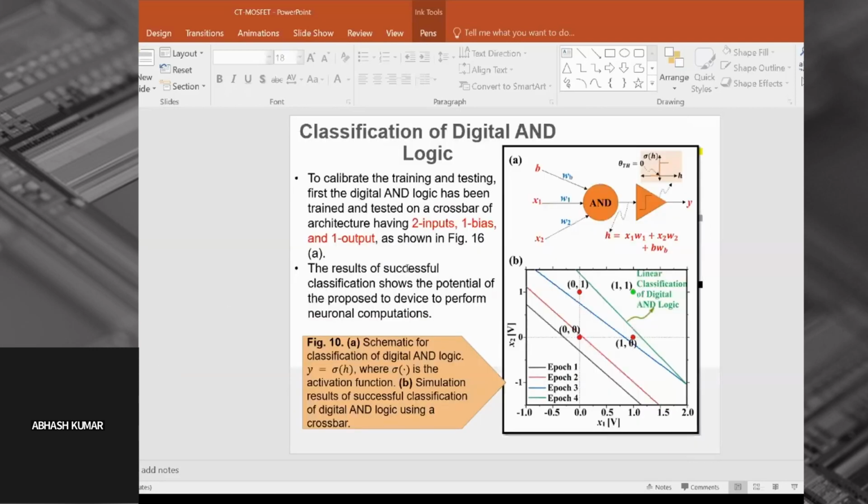Next, we simulated classification of digital AND gate logic using this architecture. We used a simple architecture of three inputs to classify the digital AND gate logic. We observed that in the fourth epoch we were able to classify it, because the very basic work of an artificial neural network is classification. It creates decision boundaries along the given data set. So here it has successfully classified the given data set. We have simulated its classification capability as well on a real-time data set.